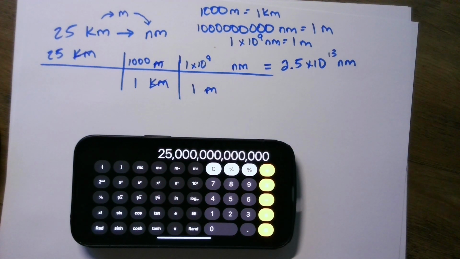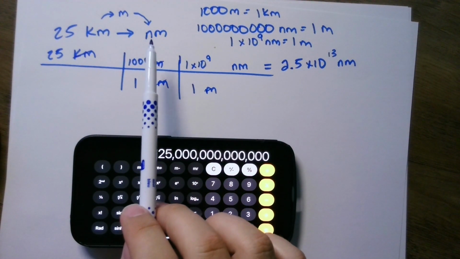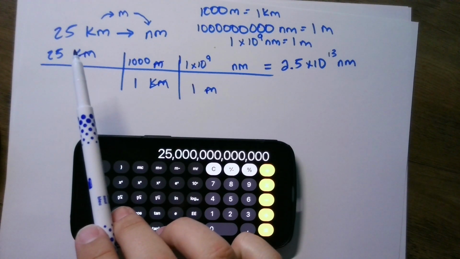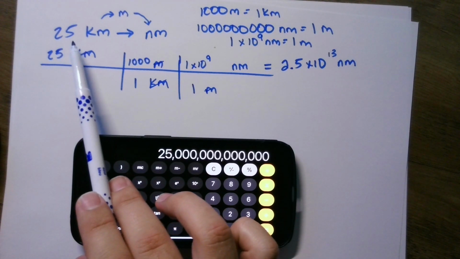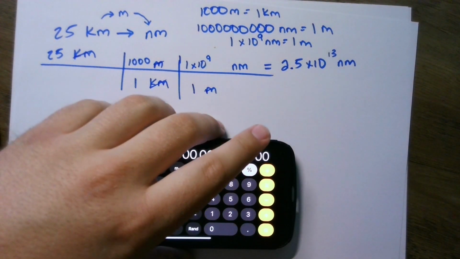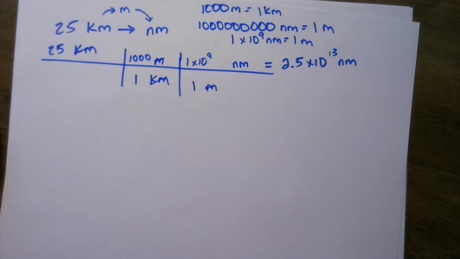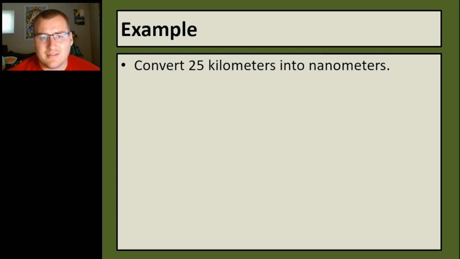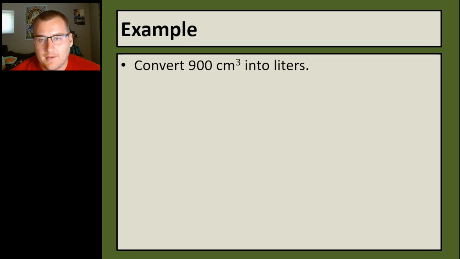Does that answer make sense? Well, nanometers are really, really tiny. Kilometers are pretty big. So if I have 25 kilometers, it makes sense that it'd be a whole bunch of nanometers. So that's a really big number. That sounds good in my head. All right, and that's our process. It's important to practice this. We're going to use this throughout the entire year.